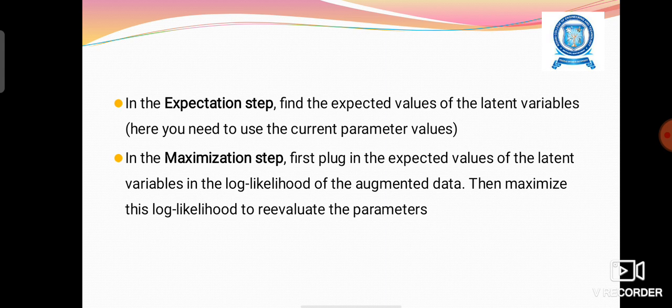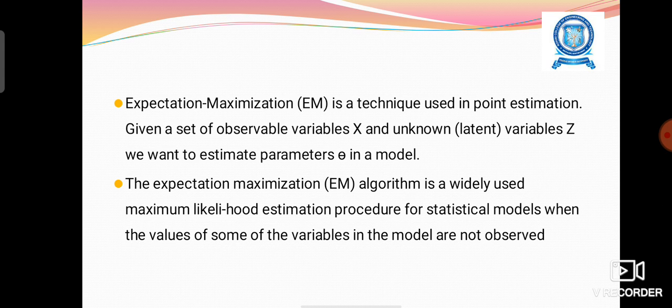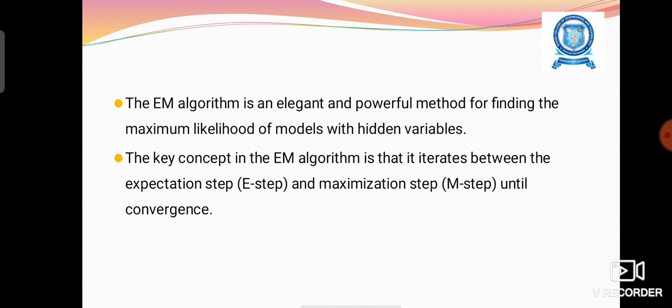In the maximization step, first plug in the expected values of the latent variables in the likelihood of the augmented data, then maximize the log likelihood to re-evaluate the parameters. EM is a technique used in point estimation. Given a set of observable variables x and unknown variables z, we want to estimate parameters in a model. It is a widely used maximum likelihood estimation procedure for statistical models when the values of some of the variables in the model are not observed.